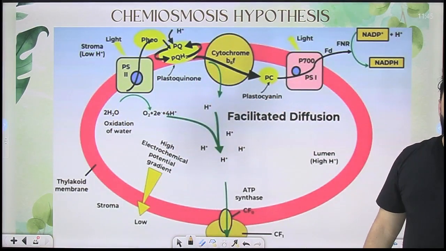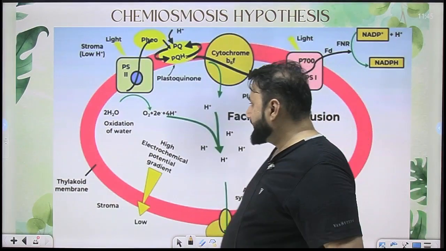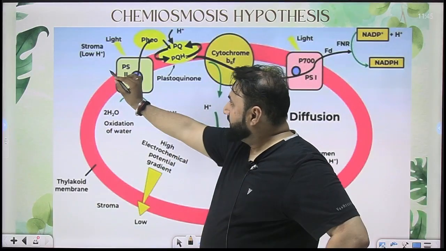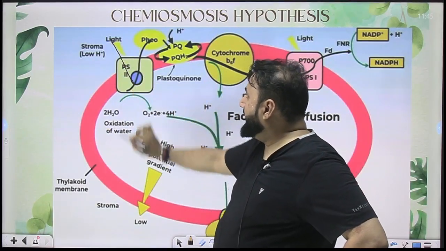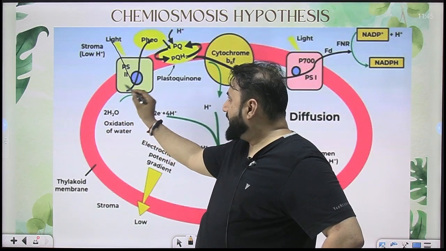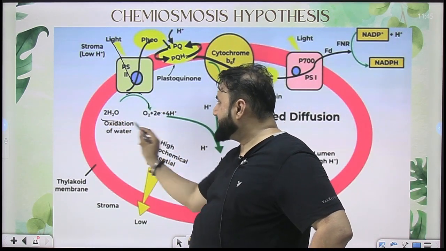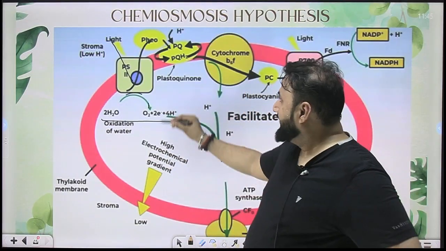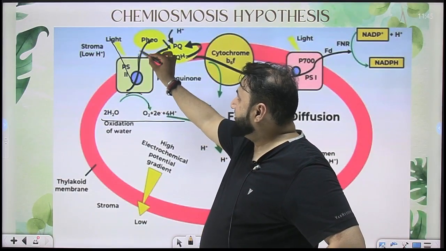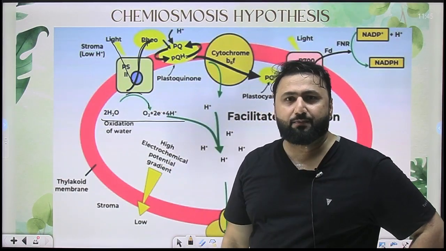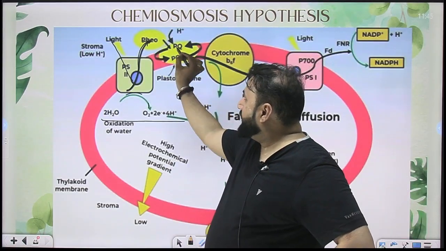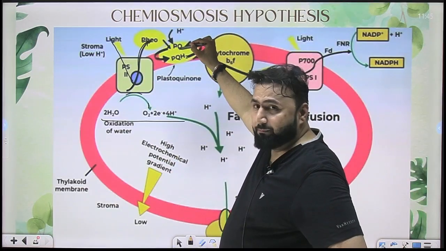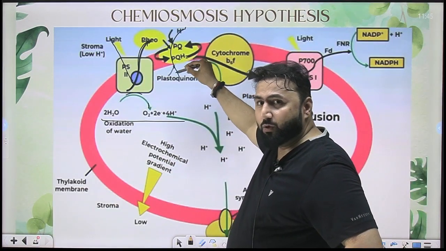This is the chemiosmosis hypothesis. Now the same thing. This is stroma outside, this is lumen inside. Light falls here on the chlorophyll. This is your thylakoid membrane. Splitting of water is happening. This is the balanced equation: 2H2O gives O2 plus 4 H plus ions and 4 electrons. Now what is happening? This excited energy would be given to phaeophytin, the primary acceptor. Phaeophytin gives it to plastoquinone. Plastoquinone is a proton pump, as I told in the beginning.